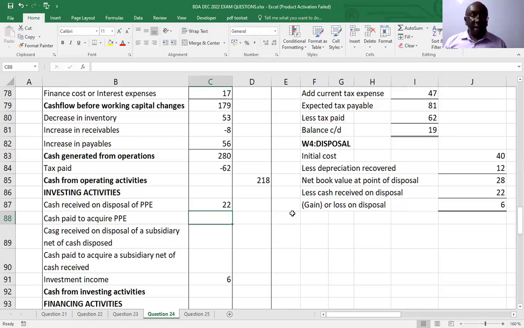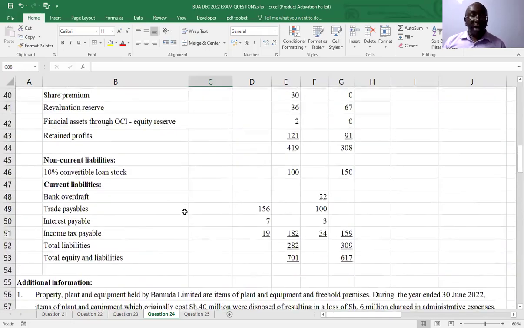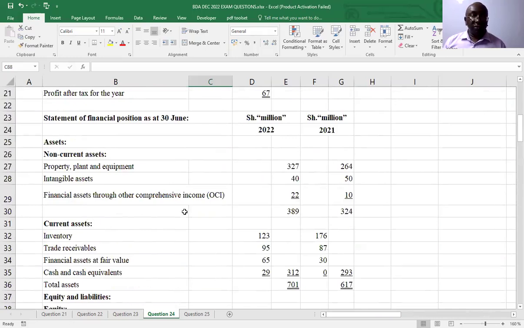The other thing is, let's see whether there was anything paid to acquire PPE. Now, here on the balance sheet or statement of financial position, you find that the opening balance was 264, and we closed with 327. So we need to see what could have happened. There are two things that happen, or actually 4.